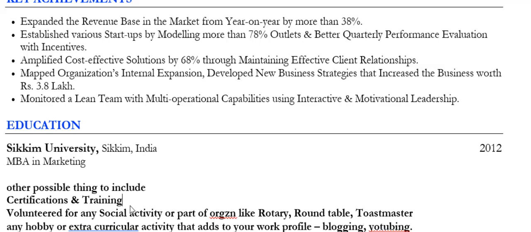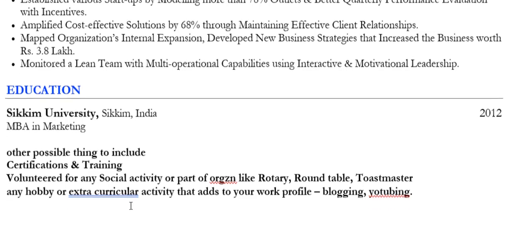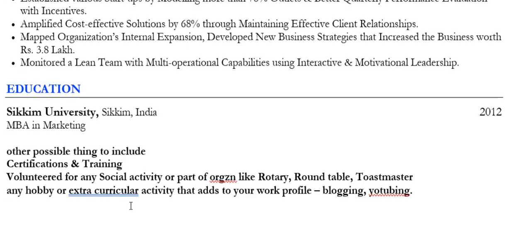And one more important thing which people generally skip is to include your voluntary services for any social organization, be it Rotary, Roundtable, or if you're part of any public speaking club like Toastmasters, you can mention all these things, because organizations love to know what you do apart from your work and how you contribute as a citizen of the country to national development, okay?